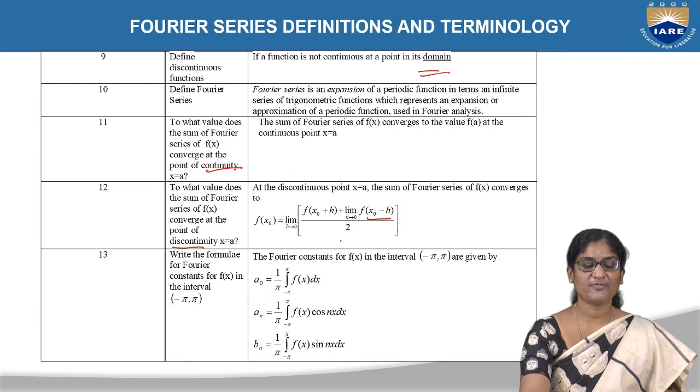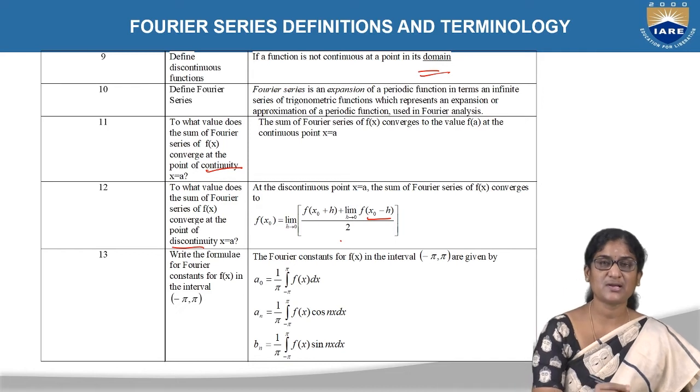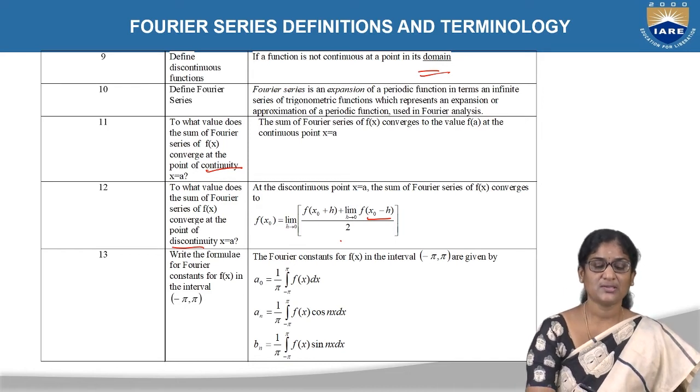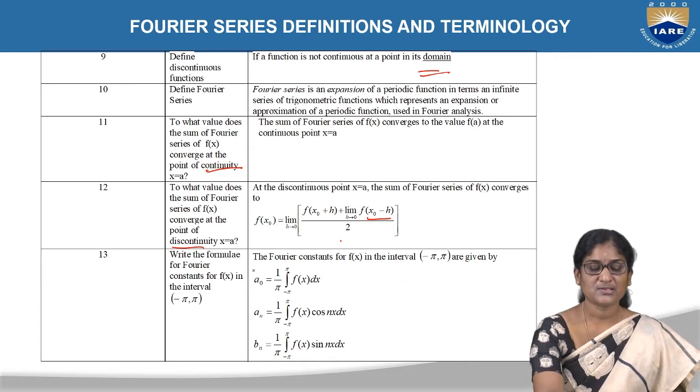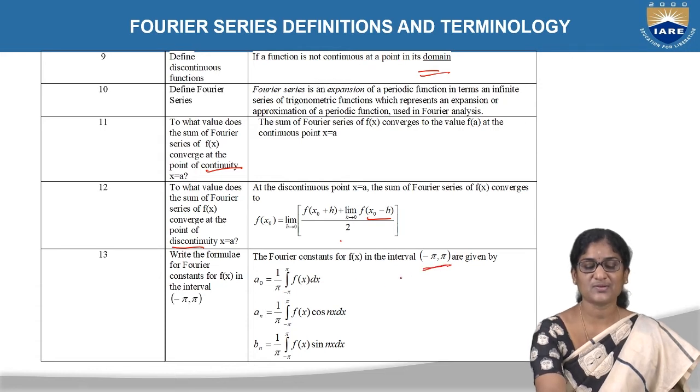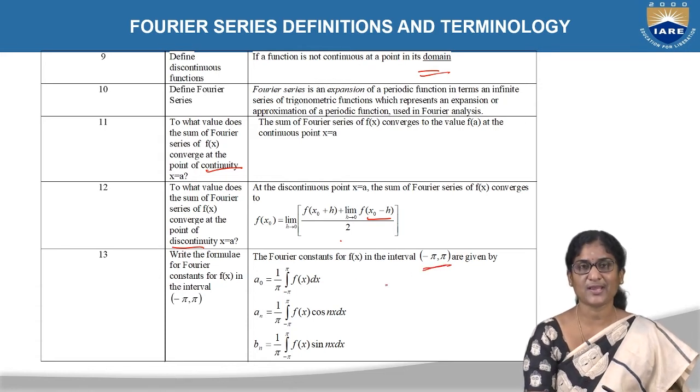Write the formula for Fourier constants for f of x in the interval minus pi to pi. I've already said that these Fourier constants are also called Fourier coefficients. So here the Fourier constants a naught, a n, b n depend on the interval, because based on the interval there will be a little change in the angle.